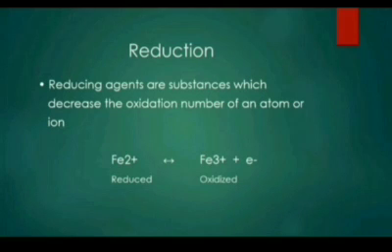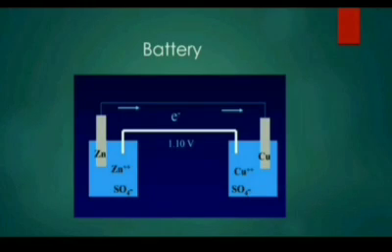If we summarize this, oxidation is losing electrons in a chemical reaction, whereas reduction is gaining electrons in a chemical reaction. A reducing agent is a substance that oxidizes itself and reduces the other. An oxidizing agent is a substance that reduces itself and oxidizes the others.